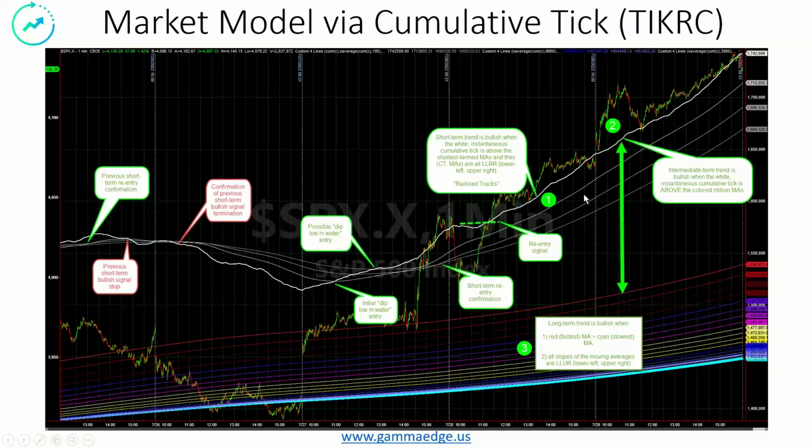So circle 1, again, we're looking for just the CT being above its shortest term moving averages. And you can see that occurred back here. 2, you can see that we're above the ribbon, and you can see that we had a reversal here. We went above the short-term moving averages, which completes circle 1, and then we're above the ribbon, which completes circle 2.